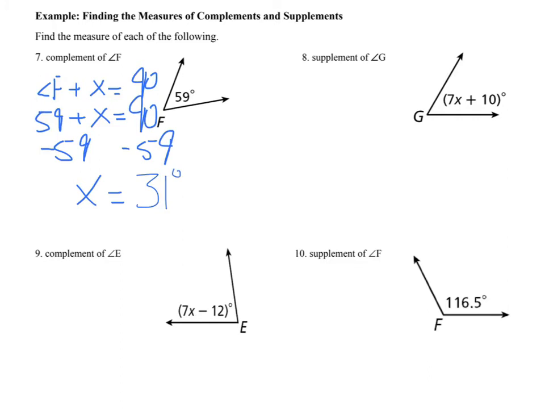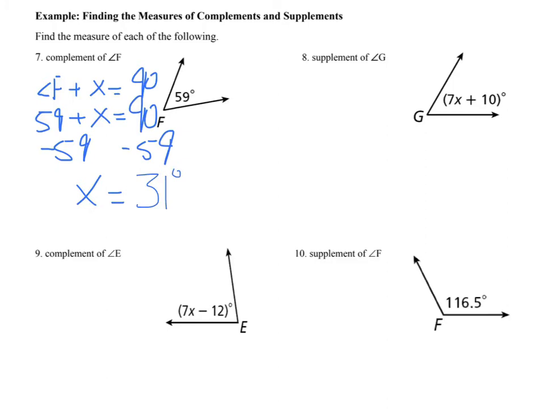So that's 31 degrees. Don't want to forget the degree symbol because this is an angle. So if you were able to just look at this and go, oh, 59, what plus 59 equals 90, 31, and you're done with the problem, that's totally fine. I'm just showing you the algebraic way. That should always work. All right, let's look at the next question.